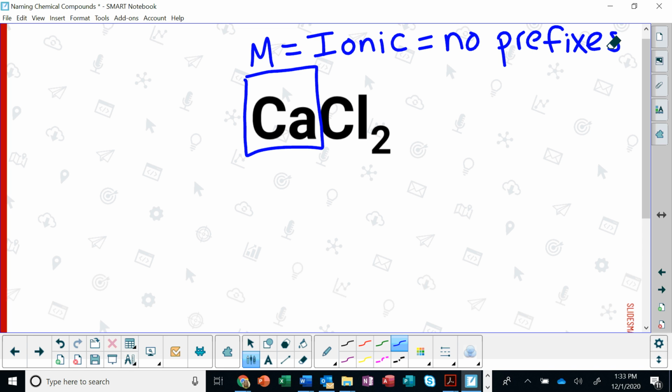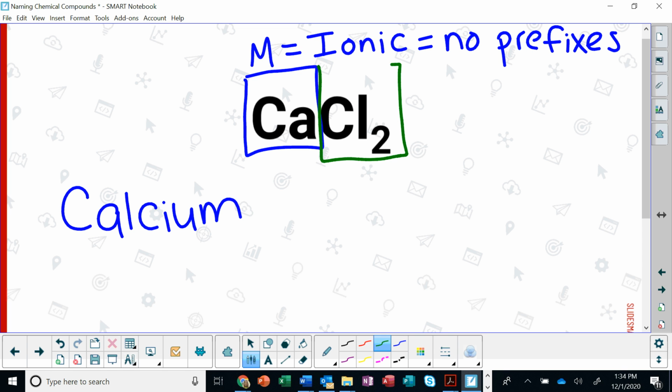So Ca is calcium. So we're going to write calcium. Look at my second ion, which is Cl, which is chlorine. Again, we must change the ending to IDE, so chlorine becomes chloride. The 2 didn't matter because we don't need any prefixes for this, all right? So it's just calcium chloride.